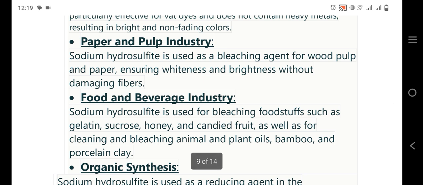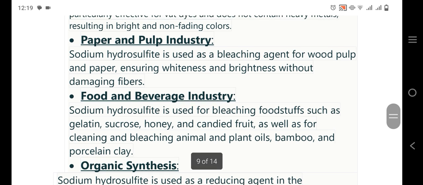Paper and pulp industry. Sodium hydrosulfite is used as a bleaching agent for wood pulp and paper, ensuring whiteness and brightness without damaging fibers. Sodium hydrosulfite is employed in the bleaching of wood pulp to produce white paper products.